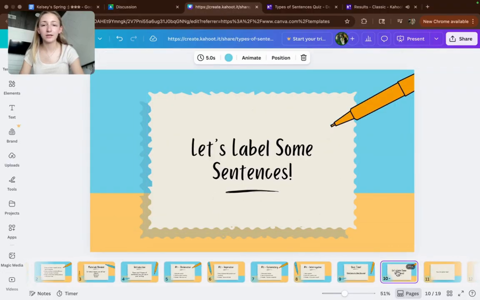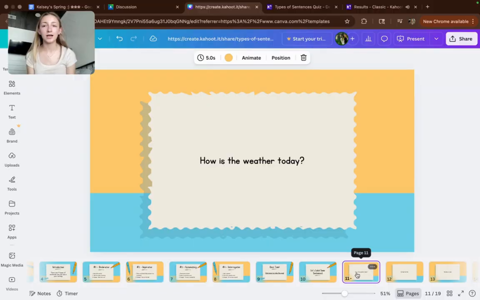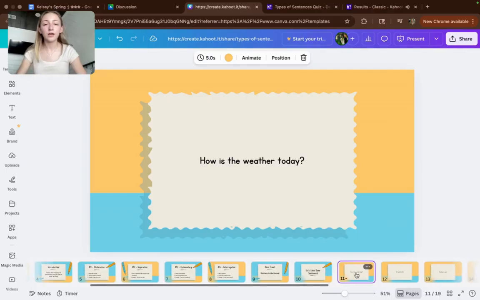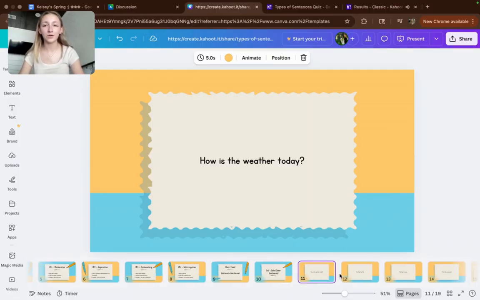Okay, so next I'm going to have the students label some sentences, and we'll do this together as a class, and then I'll give them an opportunity to do it on their own. So the first sentence is, how is the weather today? And this one ends with a question mark, so it is interrogative.